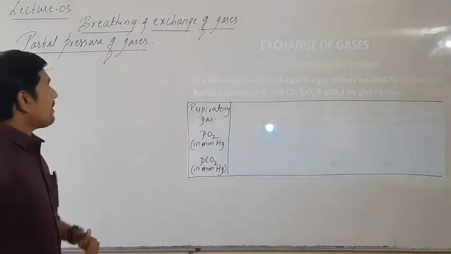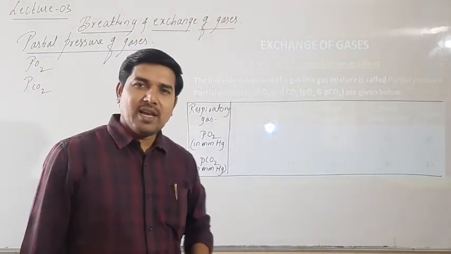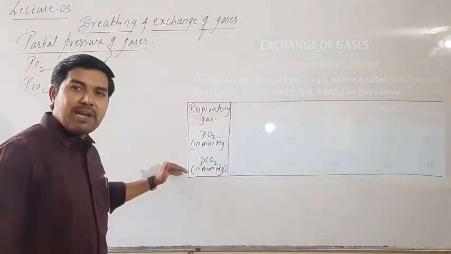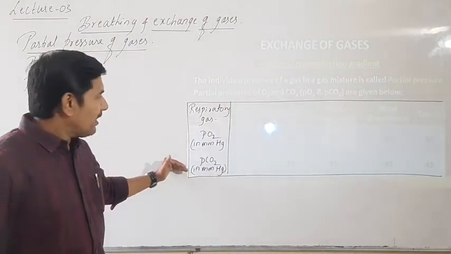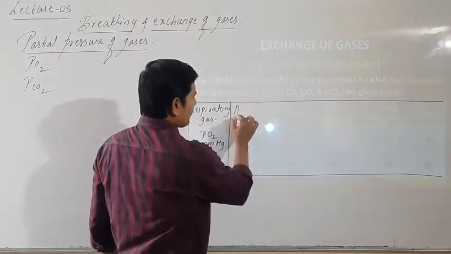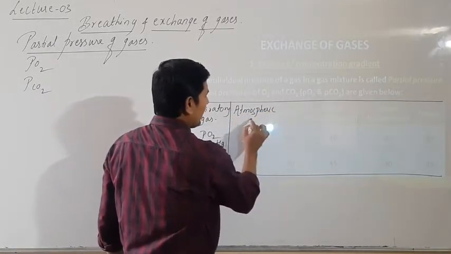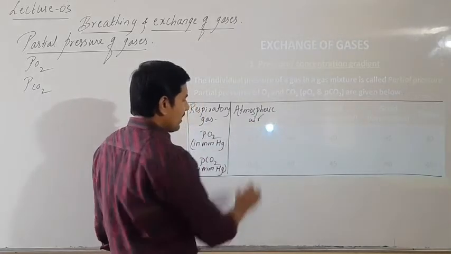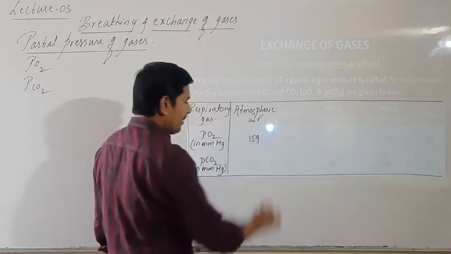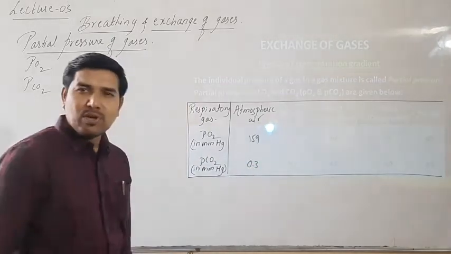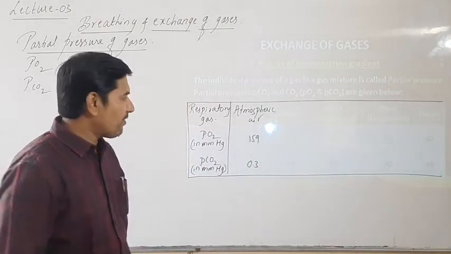Now, the partial pressure of gases, PO2 and PCO2, is measured in millimeters of mercury. Here we have the atmospheric air. The O2 level is around 159 mm of Hg, and the CO2 level is 0.3 mm of Hg.